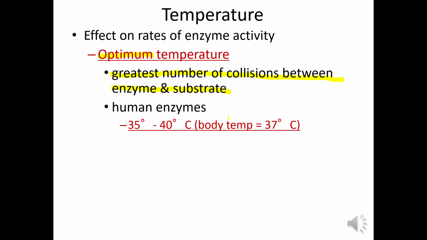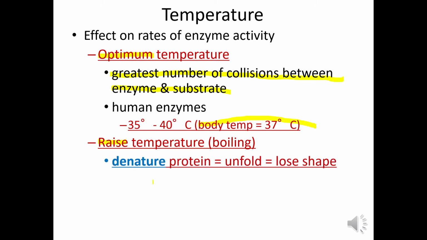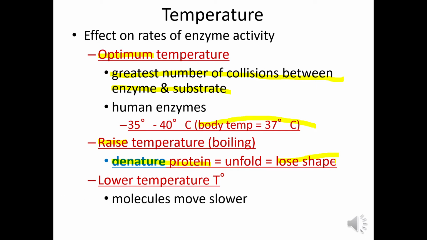So, for example, human enzymes like to operate within this range of 37 degrees Celsius, which is the temperature of the human body. If the temperature is raised too high, this denatures the protein. When a protein is denatured, it loses its shape. Think about it as like if you have a piece of pasta and before you boil it, it's a long, straight stick, but after you boil pasta, it turns into a loose, noodly shape. Lower temperatures can cause the molecules or the enzymes to move slower, so then they're not bumping into as many substrates.